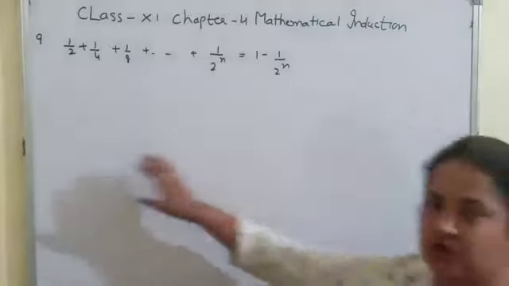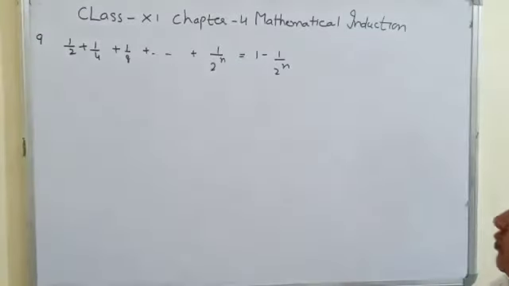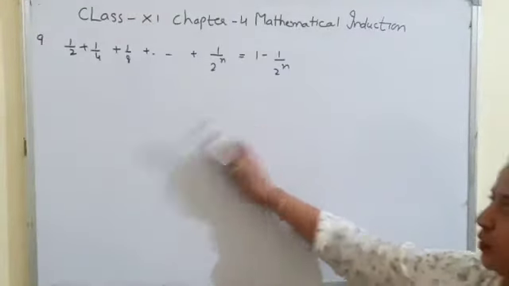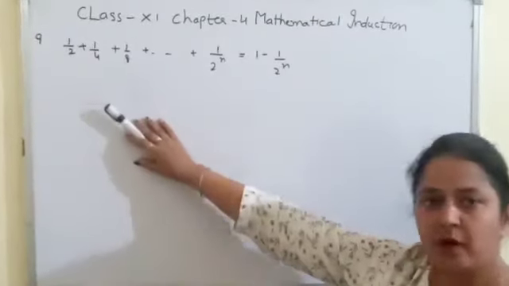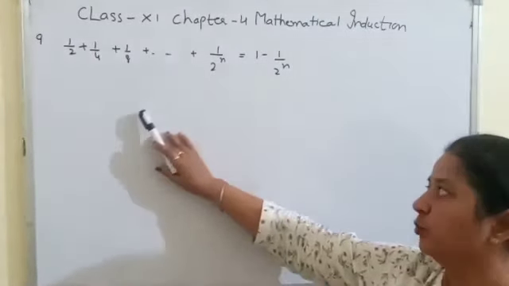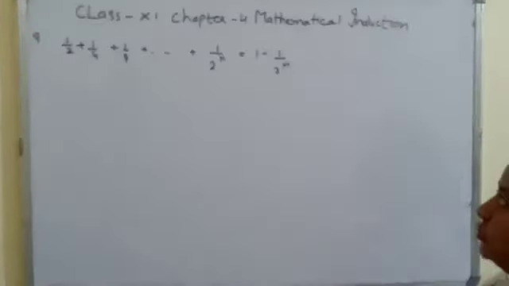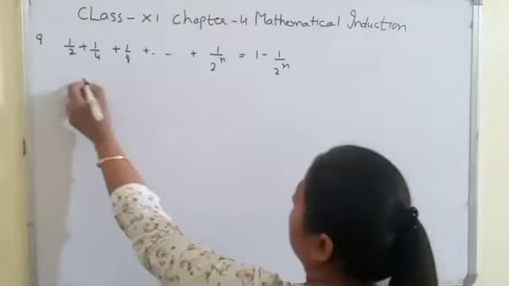Now let's solve question number 9. This is 1 by 2 plus 1 by 4 plus 1 by 8, so on up to 1 upon 2 power n, because here 4 is the 2 power 2, 8 is the 2 power 3, so on up to 2 power n, that will be equal to 1 minus 1 upon 2 power n. So let's prove it for n.